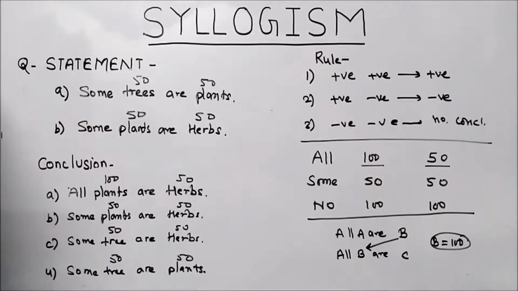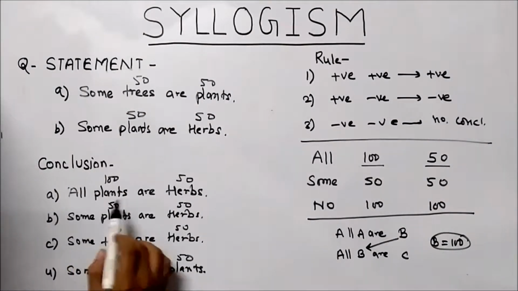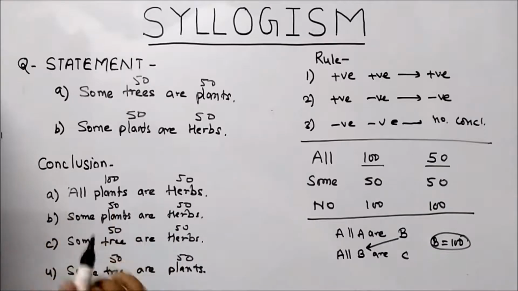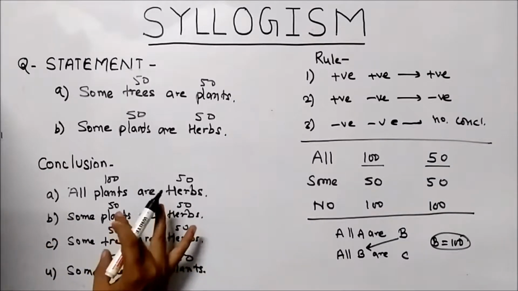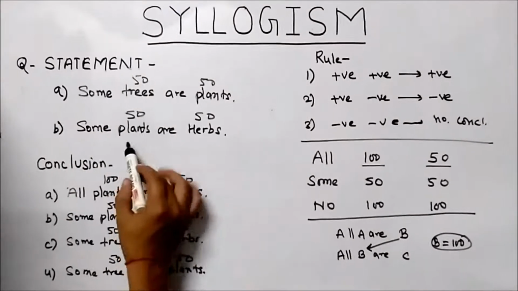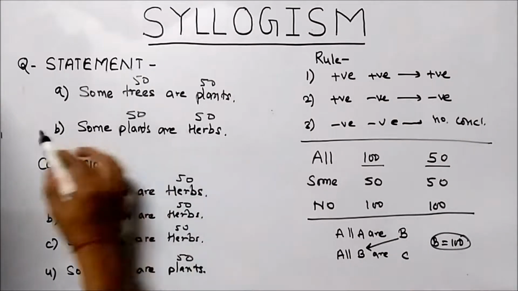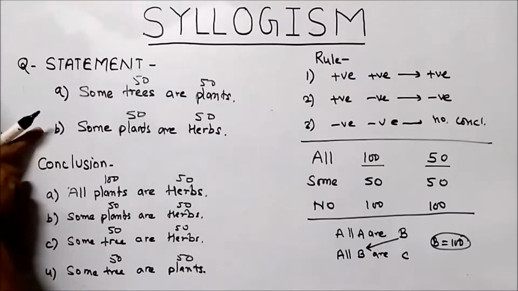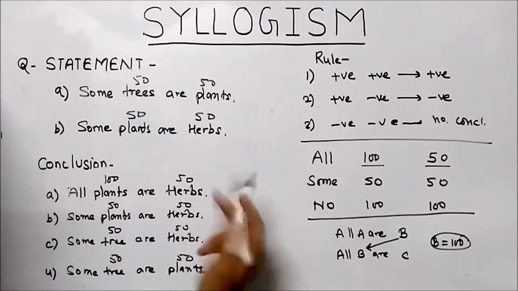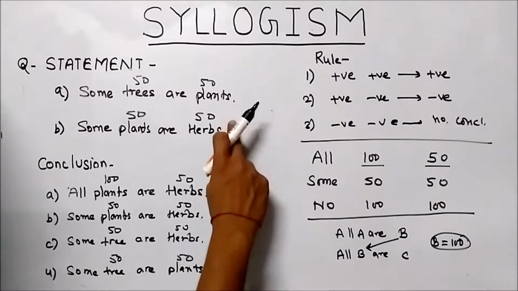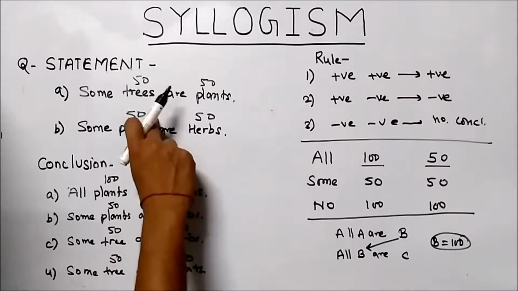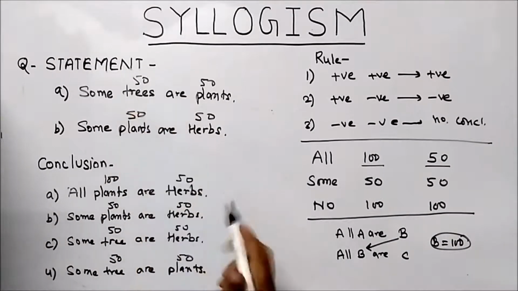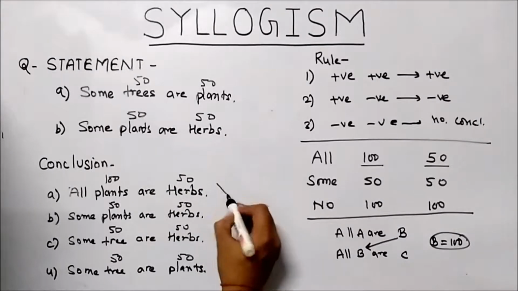Now we solve from conclusion. First conclusion is all plants are herb. This conclusion is made up of two elements, plant and herb. Now check, do these two elements present in which statement? Plant and herbs are present in second statement. Now we check only second statement values. Here herbs is 50, herbs is 50. Here plant is 100 and here plant is 50. Income is less than expenditure. Can't be true. So this conclusion is not true.